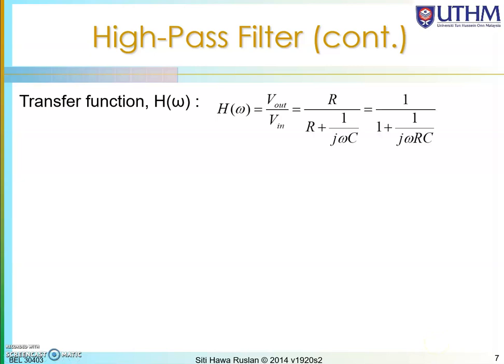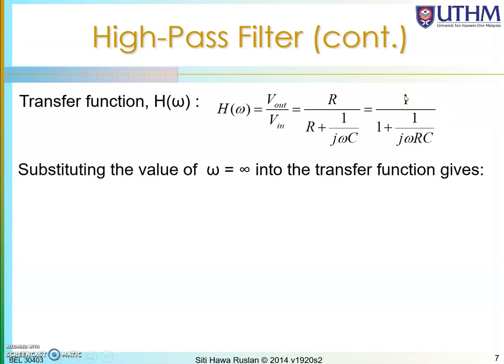And if you simplify, you'll get the transfer function. H is the ratio of Vo over Vin. It will be 1 over 1 plus 1 over j omega RC. So this is the transfer function for high pass filter.